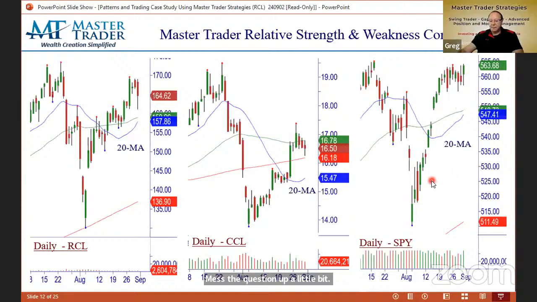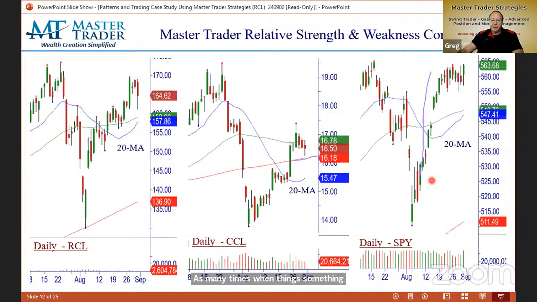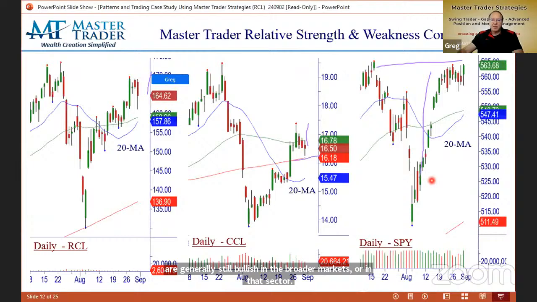Oh, I mean, when we see something like this setting up, and this was showing relative weakness, we're assuming it's going to be a catch-up kind of trade. Because many times when something moves a lot, and it could be a stock in the same sector, it's reached, let's just refer to it as a destination. We look for stocks that have underperformed, as long as things are generally still bullish in the broader markets or in that sector, and we look for them to continue to go higher.